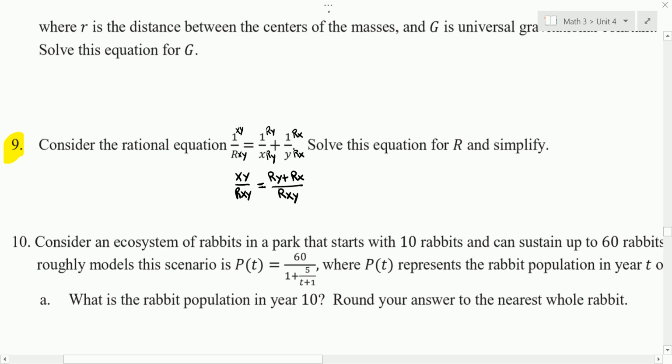We have a fraction equal to a fraction, denominators match, so we can set our numerators equal to each other and get, I'm going to switch things around here, ry plus rx is equal to xy. The next step is an important one to see, and we're going to factor out an r. And we have r times y plus x is equal to xy. And then divide by y plus x, and you end up with r is equal to xy over x plus y.